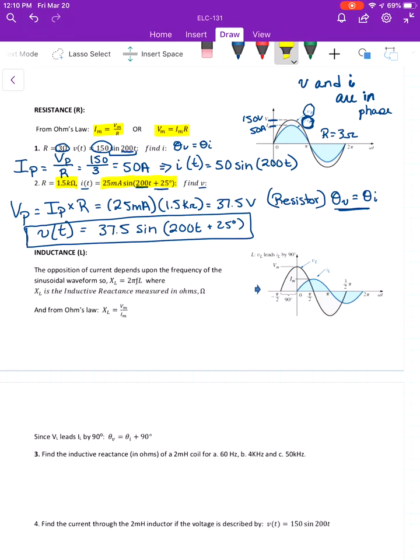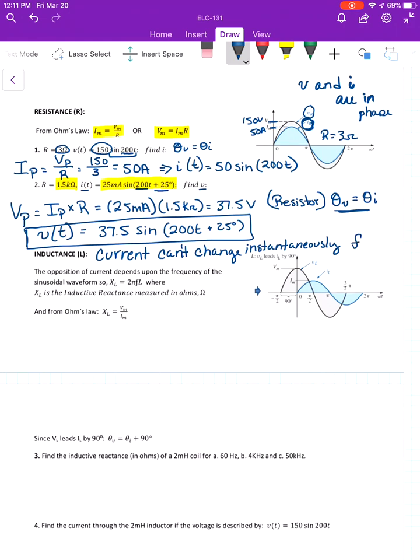Now for the inductor or the capacitor, remember for the inductor, the current doesn't change instantaneously. That means that just because I change the voltage in the circuit, that doesn't mean that the current's going to change instantaneously. So we're going to have to take into account the frequency of the signal that we're applying and the inductor value in order to determine how this is going to react to our AC waveform. And the way we do that is something we call reactance.